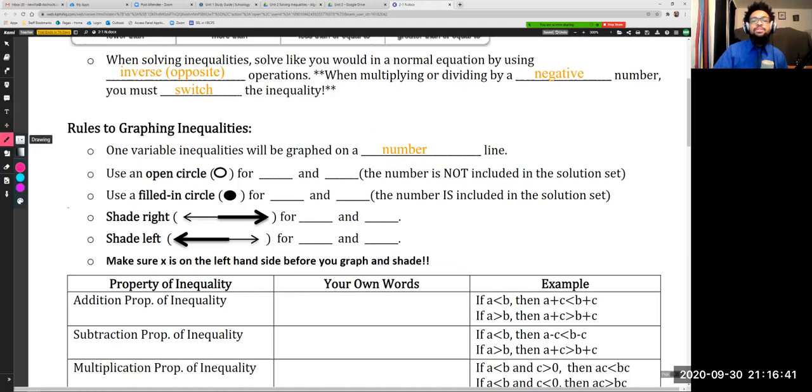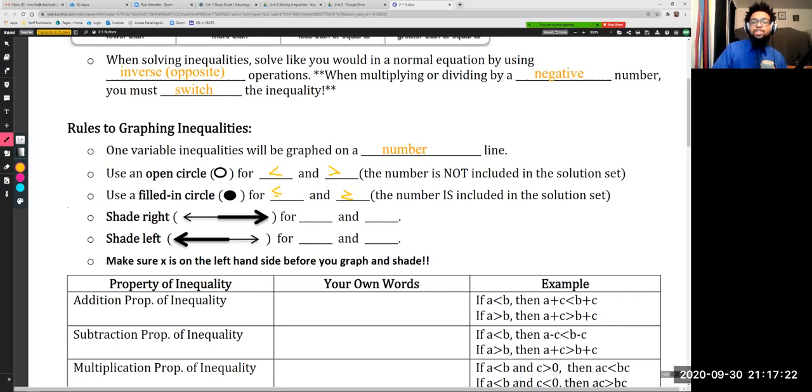When we're graphing, we want to make sure we're using an open circle for our less than and greater than signs. And then we want to be using a closed circle, or a filled in circle, for our less than or equal to signs and our greater than or equal to signs. For the open circle, the less than or greater than, those are going to be numbers that are not included in the solution set. They're going to be excluded. They aren't going to be in the solution set. For the greater than or equal to signs, when we graph those, those are going to be numbers that are included in the solution set, all right?